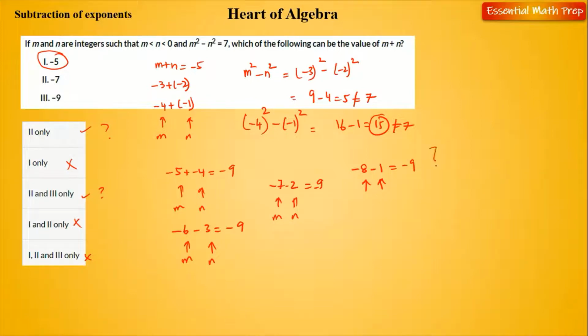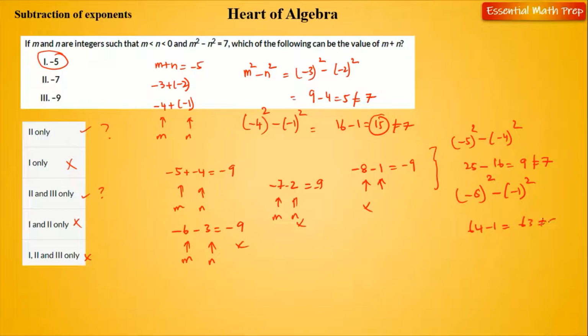Let's just do one substitution. -5 squared minus -4 squared, that's 25 minus 16, which is 9, which is not equal to 7. If this is not going to work, I don't think any of these would work. You can try, if you want. -8 squared minus -1 squared, that's 64 minus 1, which is 63. That's also not equal to 7, because these values would never be able to produce 7. Option 3 is also out of the contest.